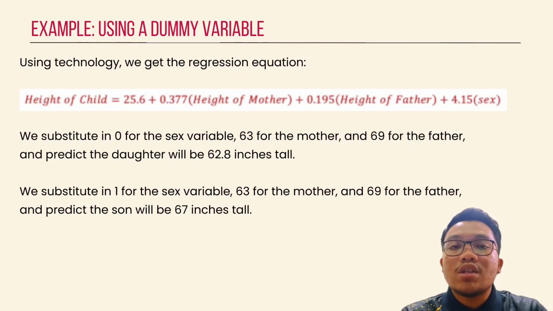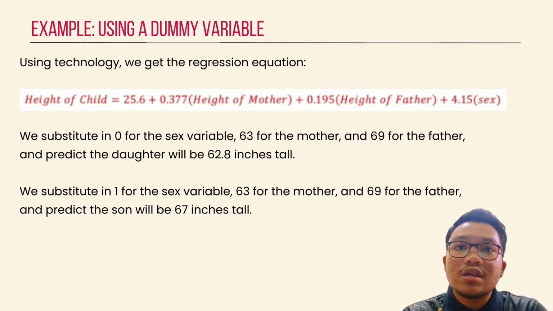We substitute in 0 for the sex variable, 63 for the mother, and 69 for the father, and predict the daughter will be 62.8 inches tall. We substitute in 1 for the sex variable, 63 for the mother, and 69 for the father, and predict the son will be 67 inches tall.